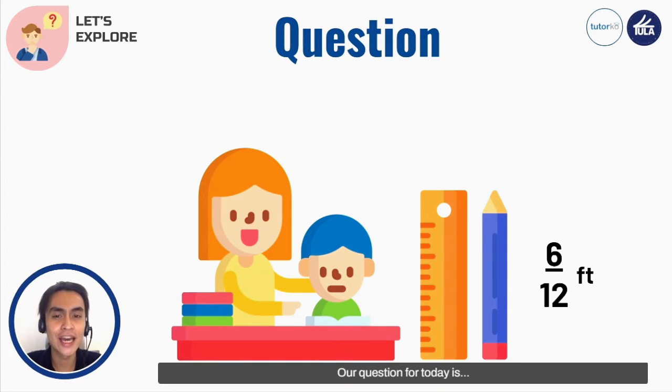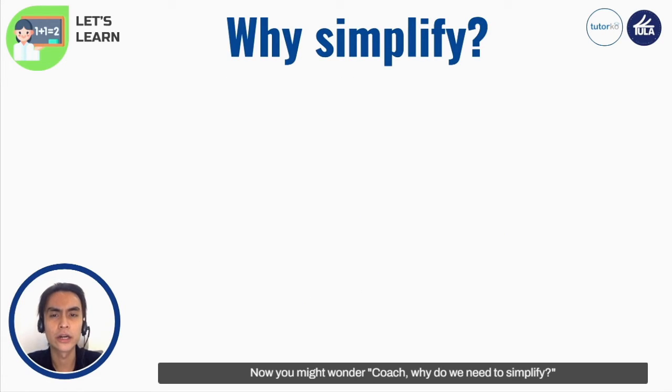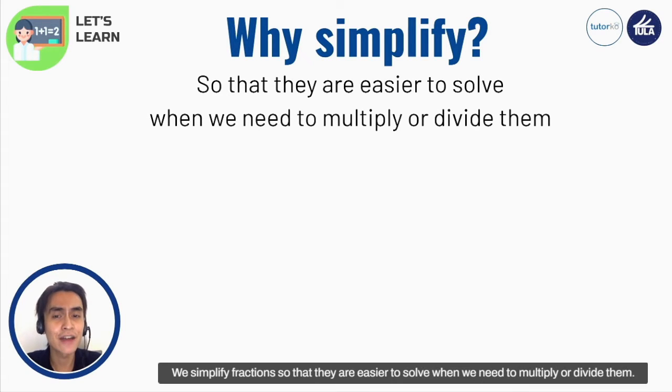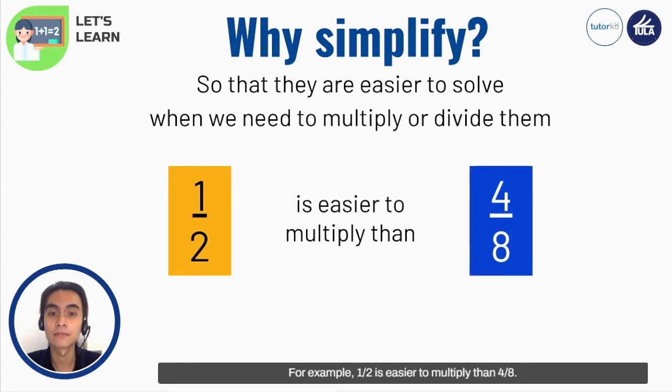Our question for today is: is the measurement of your Lucky Pencil in simplest form already? If it is not, how do we write it? Now you might wonder, Coach, why do we need to simplify? We simplify fractions so that they are easier to solve when we need to multiply or divide them. For example, 1/2 is easier to multiply than 4/8.